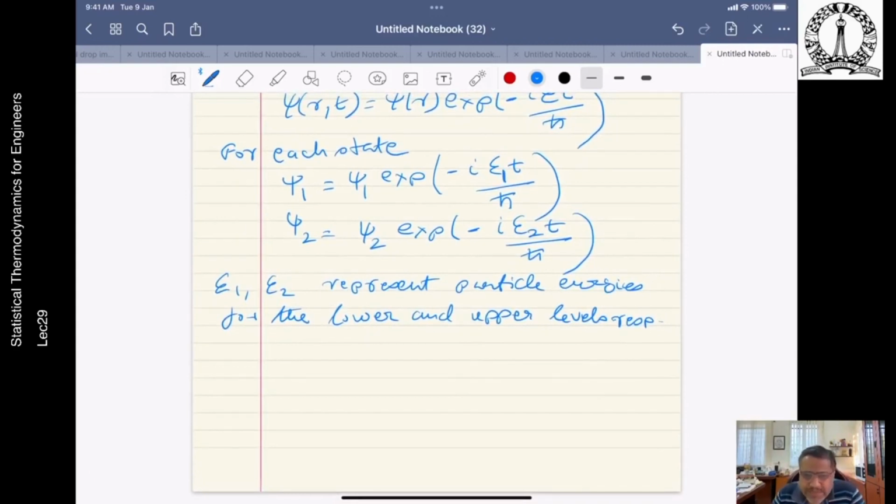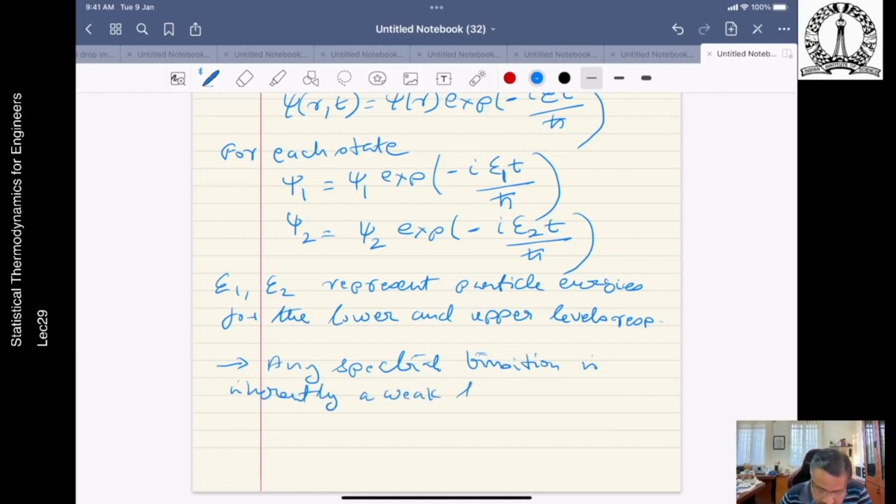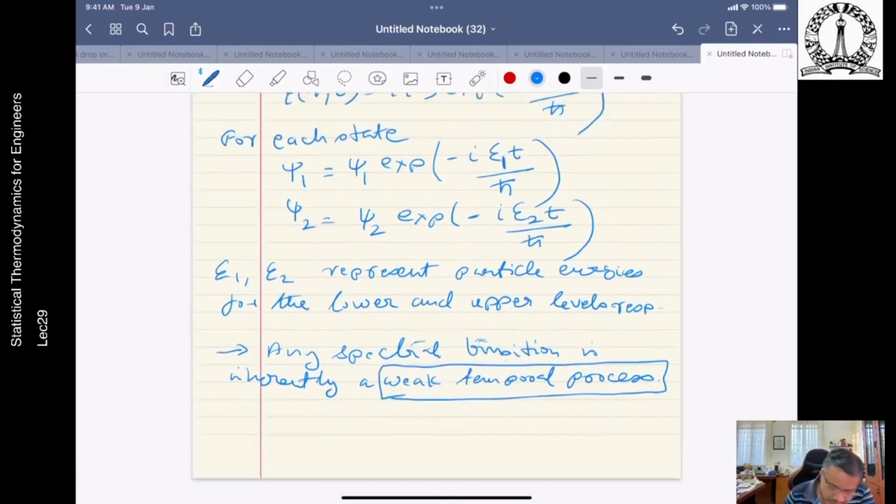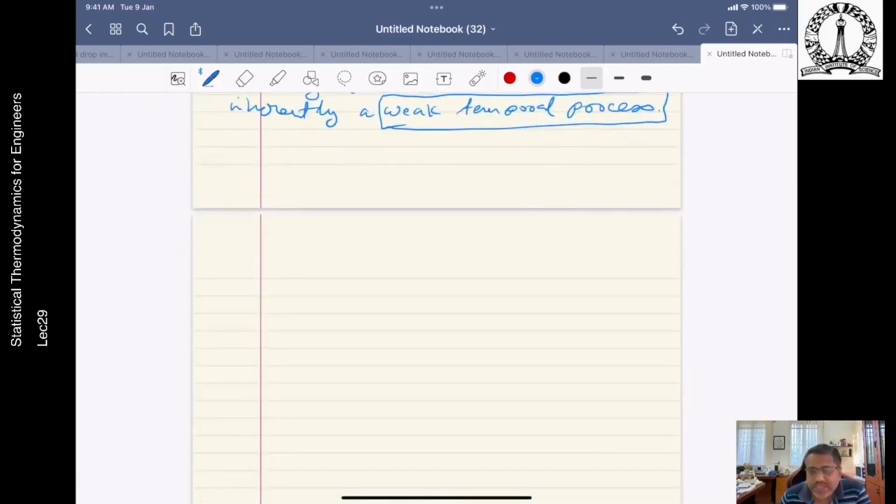All right. Now, here comes a key piece of assumption. So we assume what? Any spectral transition is inherently a weak temporal process. Okay, any spectral transition is inherently a weak temporal process. So understand the word weak temporal process.